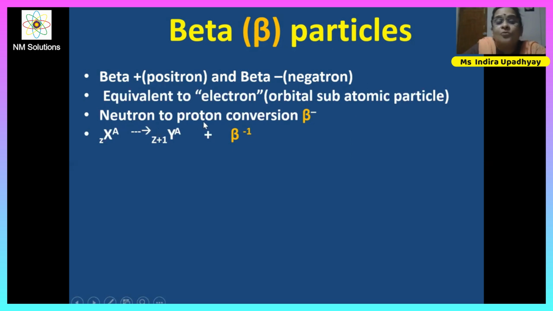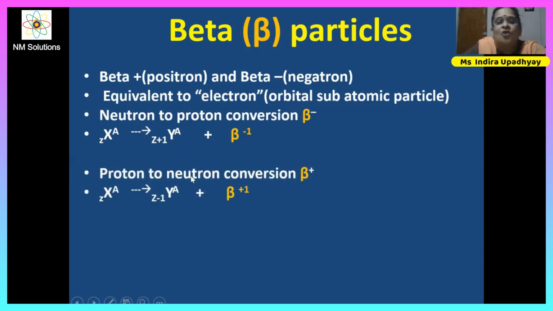When the neutron to proton conversion happens, there's a beta minus emission, where the atomic number Z is increased by 1 and the atomic mass number remains the same. These are called isobaric transitions. When there's a proton to neutron conversion, it is the Z which gets reduced by 1 in the daughter radionuclide, and the atomic mass number again stays the same because it's just one nucleon to another nucleon conversion. The number of nucleons doesn't change. Now here you get a positron.